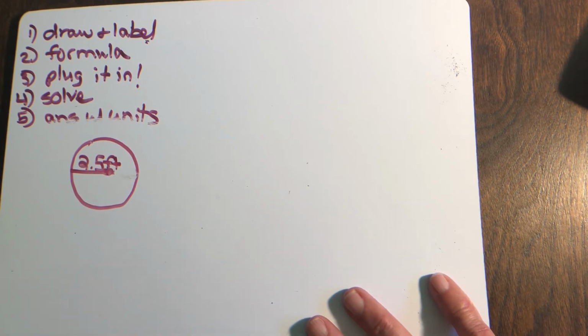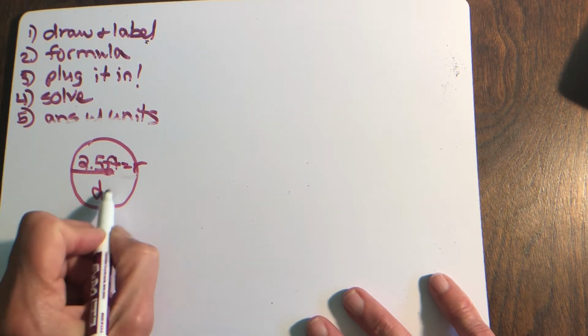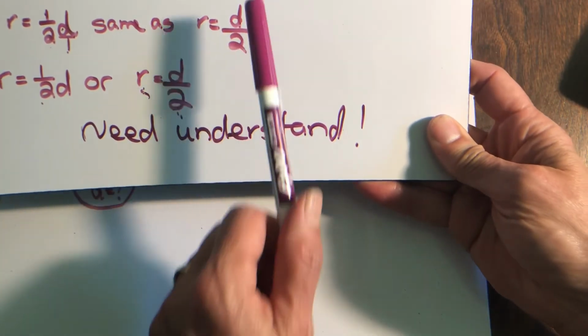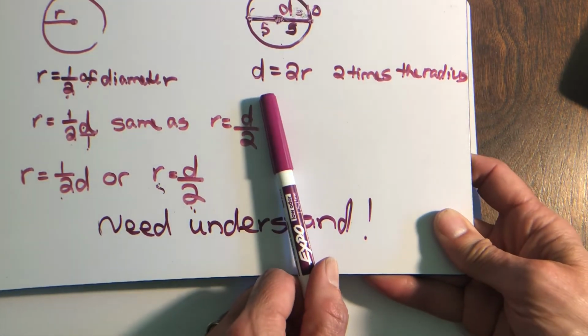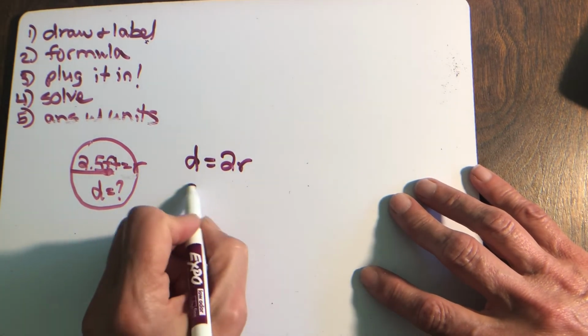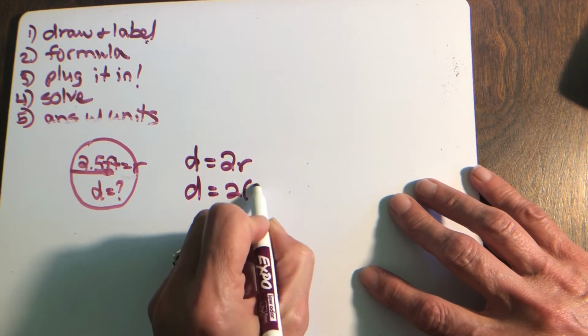Okay, so if I give you this, what did I just give you? Is that the diameter or is that the radius? Well, that's the radius, right? So I'm asking you to find the diameter. So you're going to use which formula? Do you want the one that says R equals or the one that says D equals? So of course you want the one that says D equals. So D equals 2 times the radius. D equals 2 times 2.5.